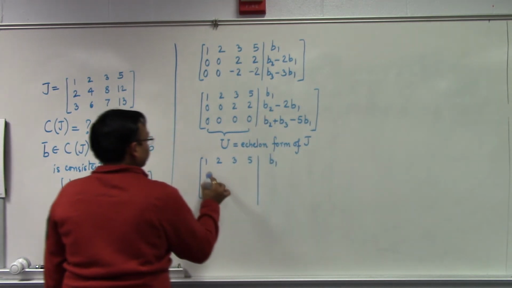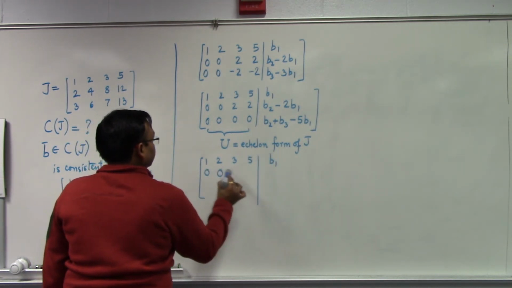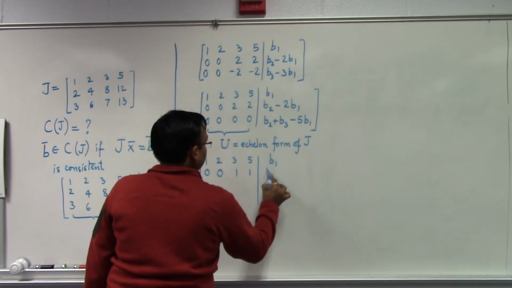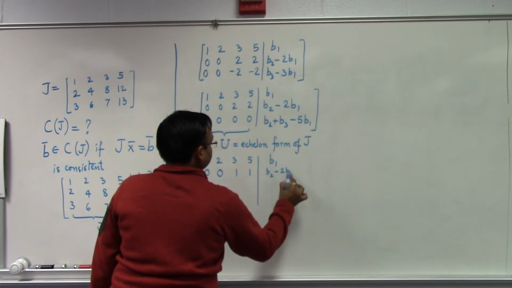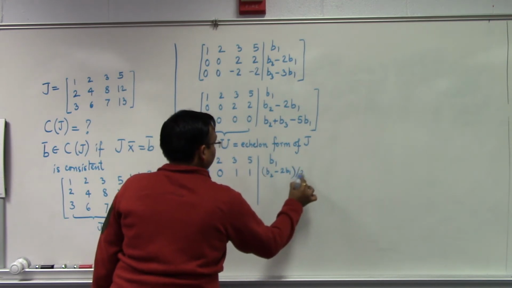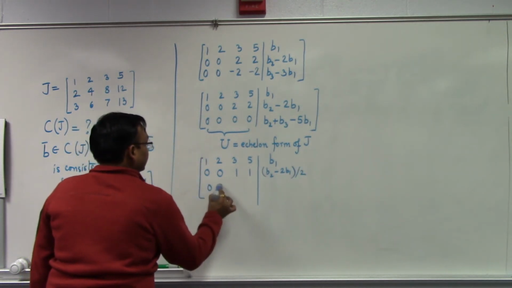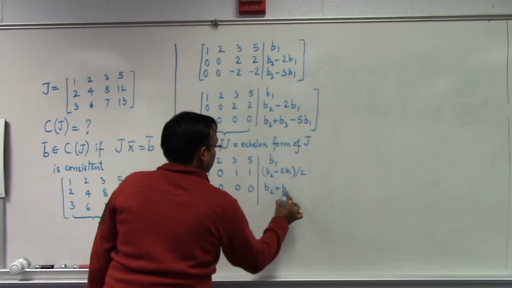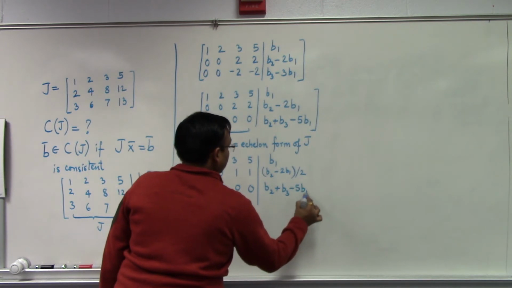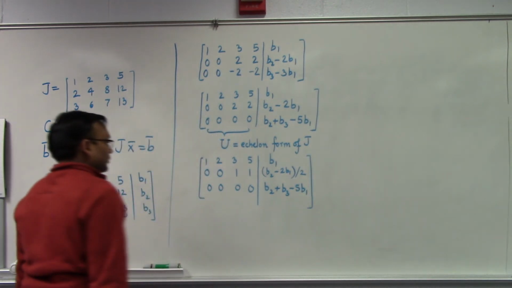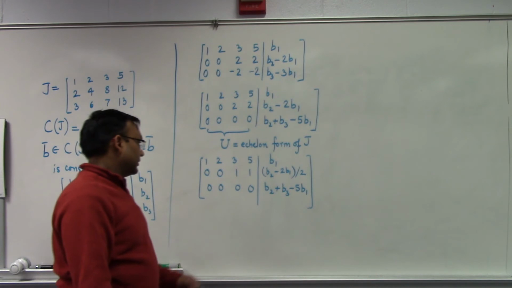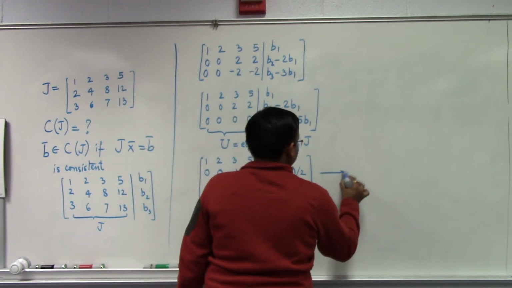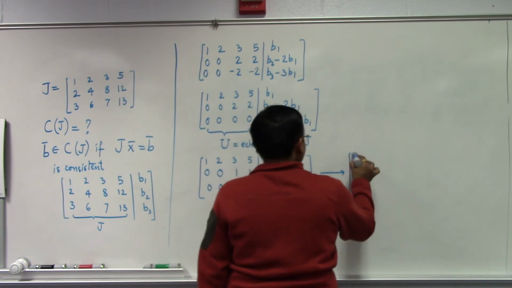But suppose I divide by 2. This is what I get: B2 minus 2B1. And we have 0, 0, 0, 0. Now we are almost there, we are almost at the echelon form, except that I have to make this entry 0. So if I do one more step, I will get my reduced row echelon form.